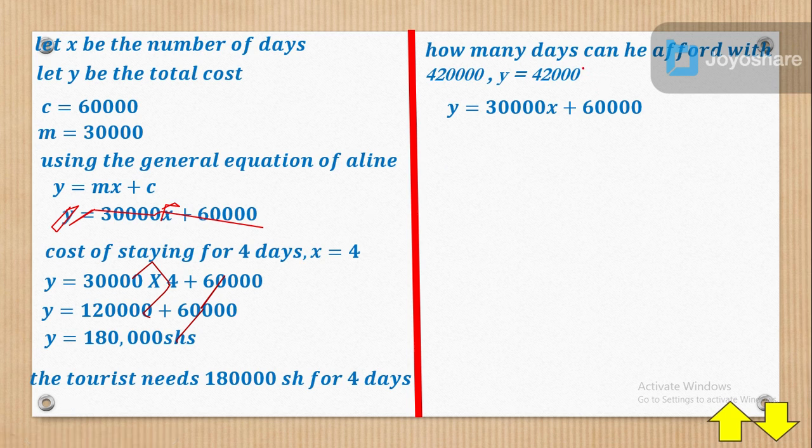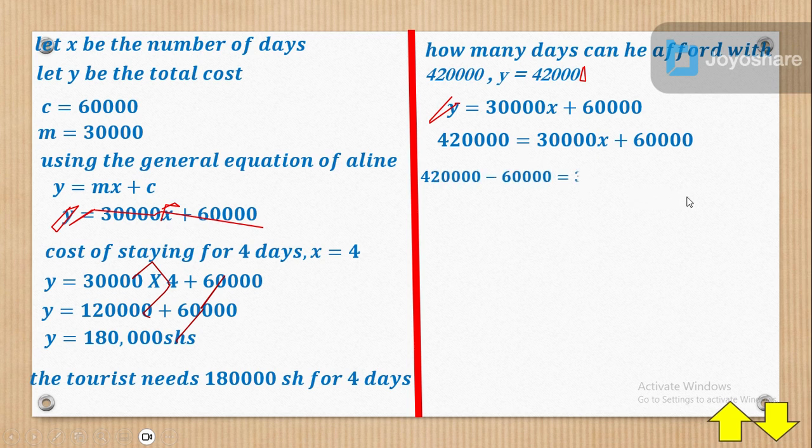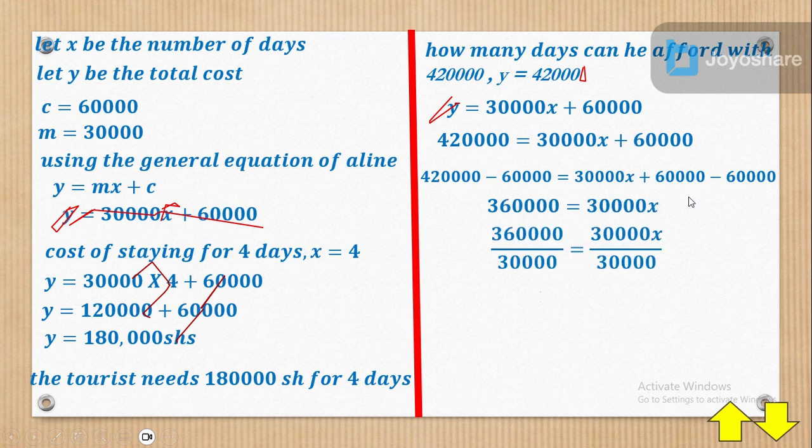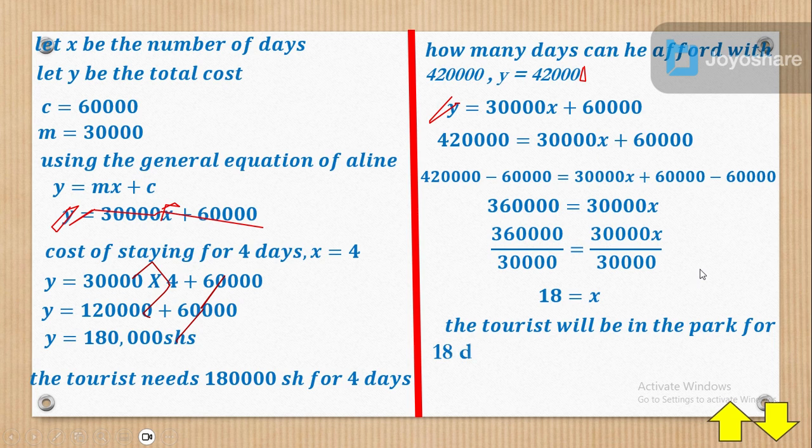You must add another 0. So from y is equal to 30,000 x plus 60,000, substitute now the y, you put it here. So in substitution you get that. And now when you solve for the value of x, you shall get that our value of x will be 18. So therefore, he will spend 18 days out of that amount of money. So therefore, you say the tourist will be in the park for 18 days on a budget of 420,000. Like that, as simple as that.